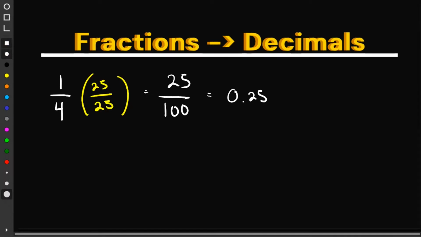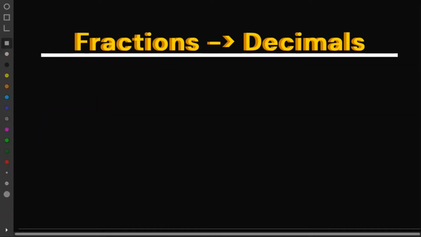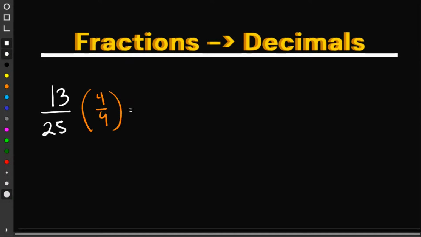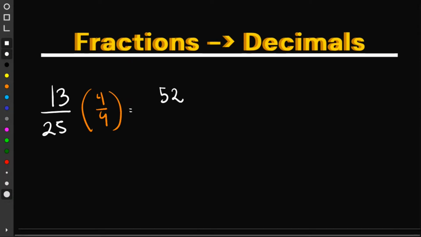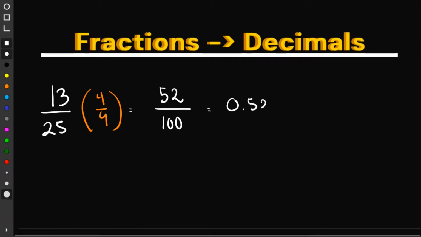So that is how we can convert fractions into decimals if the denominator can be expressed as a power of 10 through multiplication, like in this case, where we multiply 25 on 4. Let's try another example. If we have 13 over 25, we can multiply 4 over 4 in this one. That would give us 4 times 13 is 52, and 25 times 4 is 100. So this one would become 0.52.